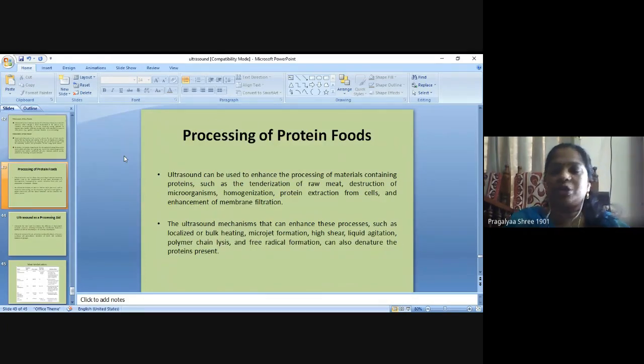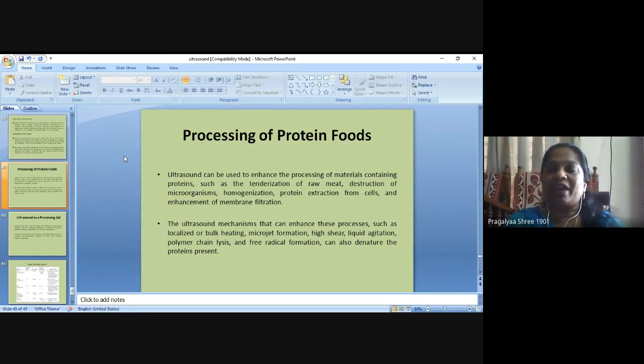So the next one is processing of protein foods, and ultrasound can be used to enhance the processing of materials containing proteins, such as tenderization of meat. Meat tenderization is a vast area which has found application of ultrasound. Okay, it is also used in the destruction of microorganisms present in meat, then homogenization of the substances, protein extraction from the cells, and also enhancement of membrane filtration. All these things are possible by using ultrasound treatment.